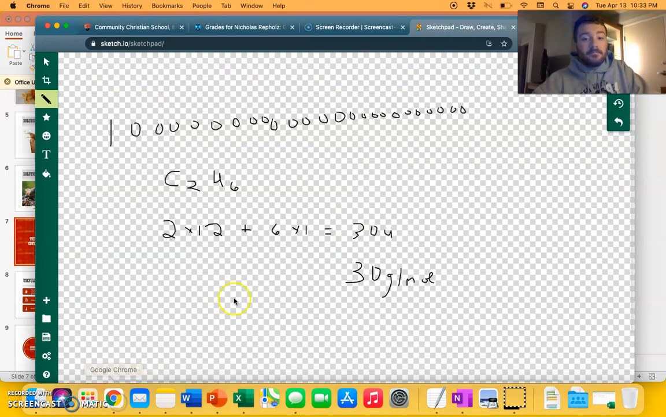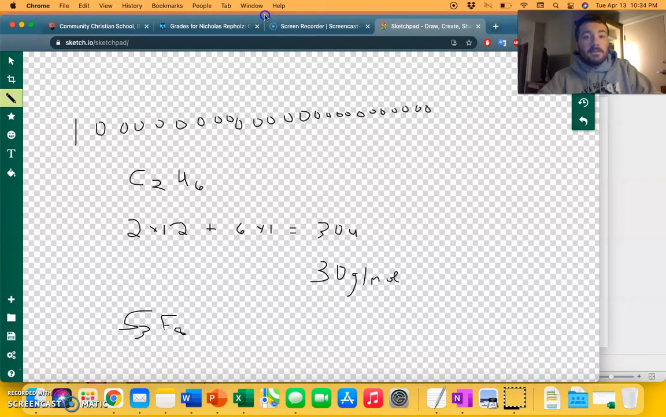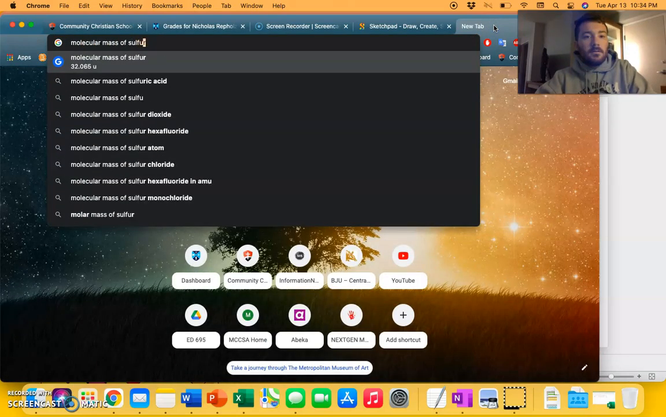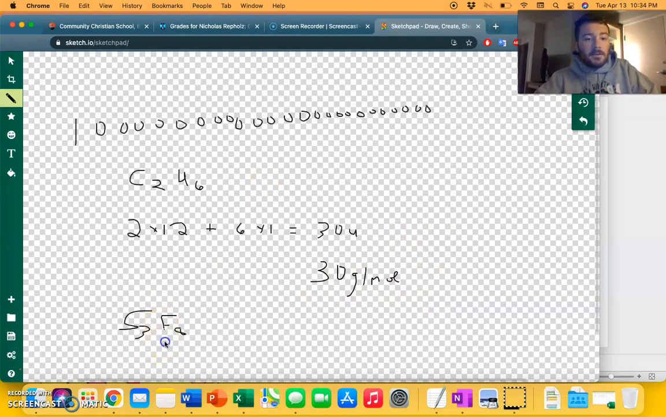S3F8. Let me write it out. Now, I'm actually going to have to look up the molecular mass of sulfur. I think it is 32. 32 atomic mass units, yep. So 32 multiplied by the number of sulfur, which is 3.